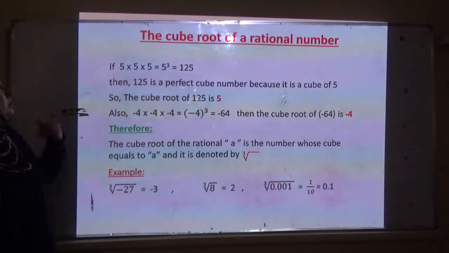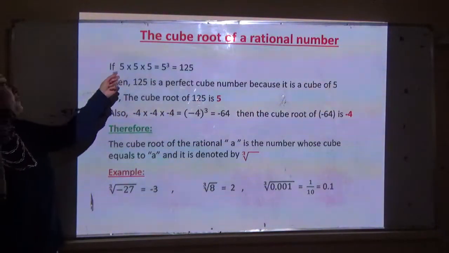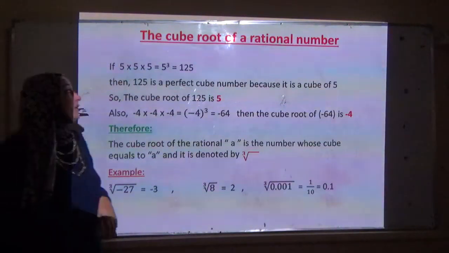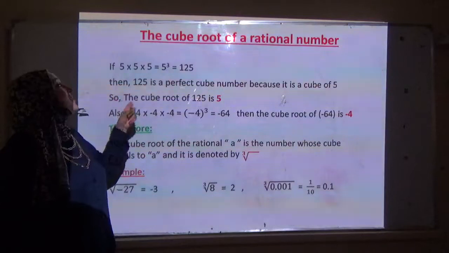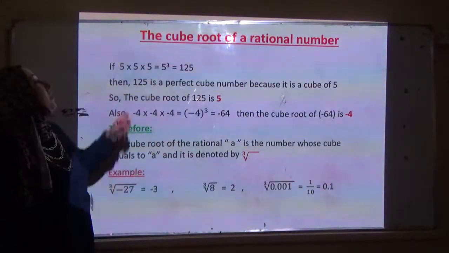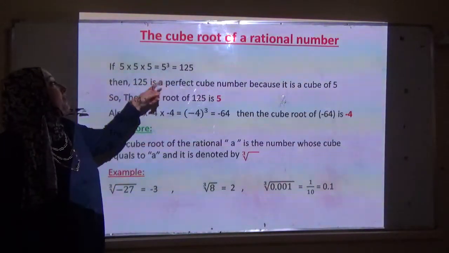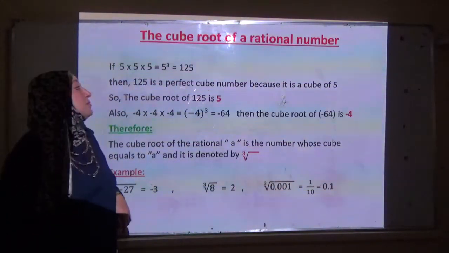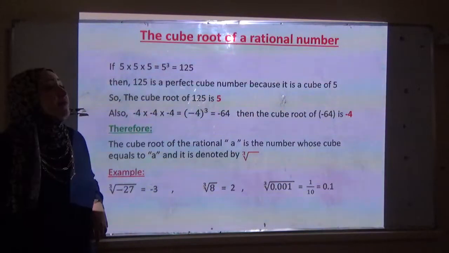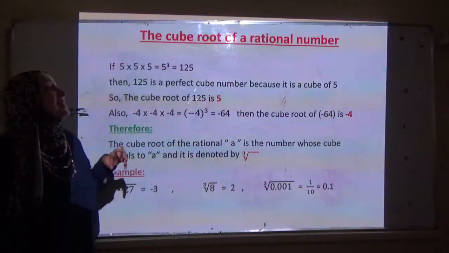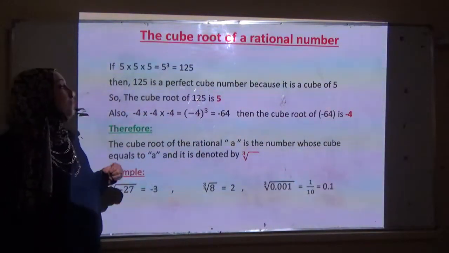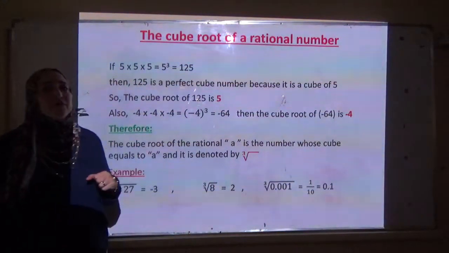Let us remember that 5 times 5 times 5 equals 5 power 3. By another meaning, we can call it the cube of 5. 5 power 3, or cube of 5, equals 125. Then 125 is a perfect cube number. Why a perfect cube number? Because it's the cube of 5. So the cube root of 125 is 5.